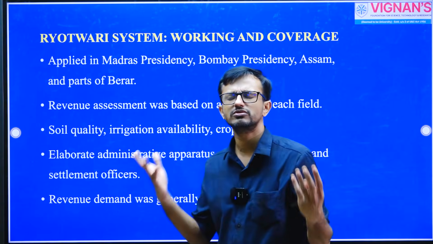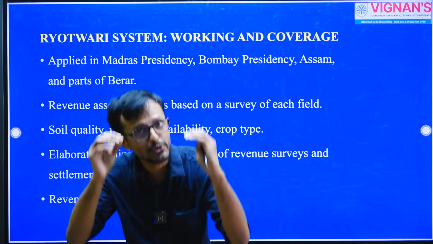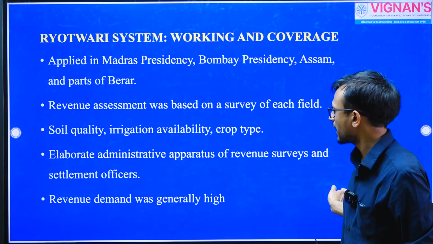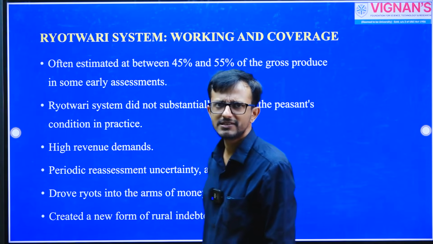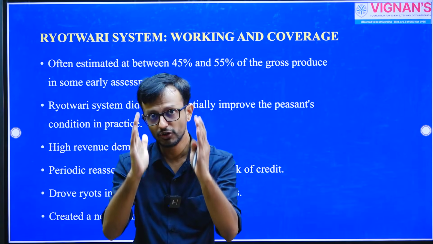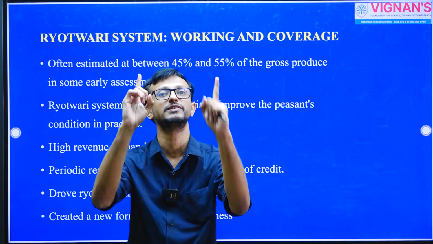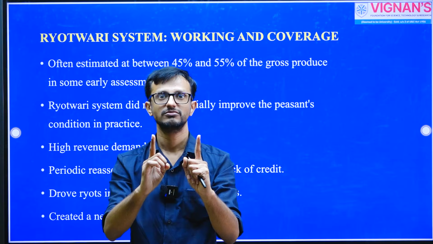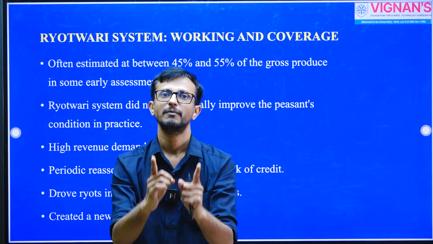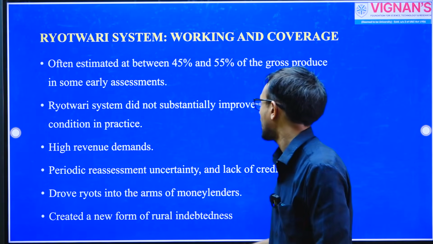And as I told you, lots of revenue surveyors, lots of officers were deputed to investigate the quality of the soil, based on which revenue demand was fixed. But the problem is that after surveying these lands, surveying these fields, the revenue demand was still fixed as very high, almost 45% to 55% of the land revenue from the productivity of the soil, from the crops of the soil, was fixed by the colonial state, and it was hugely high, due to which the peasants again had to suffer.